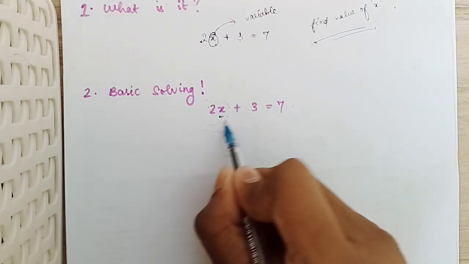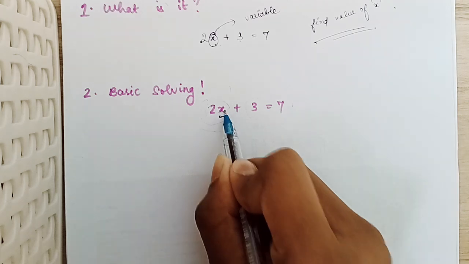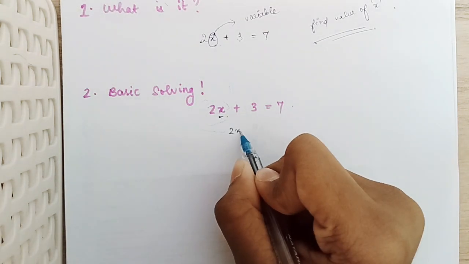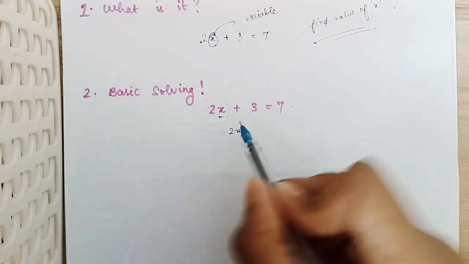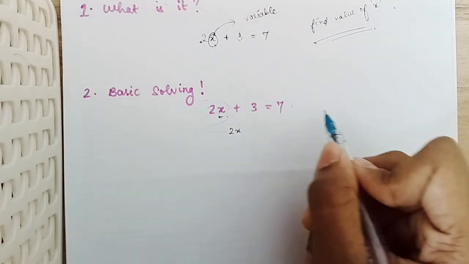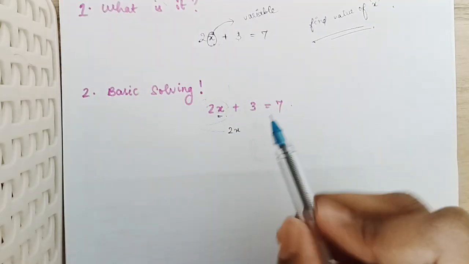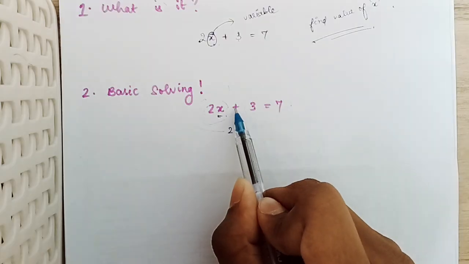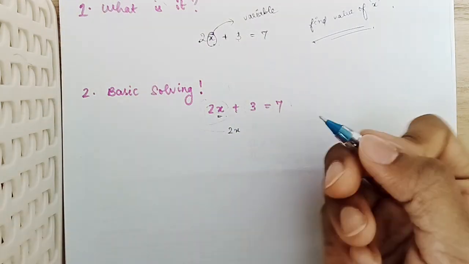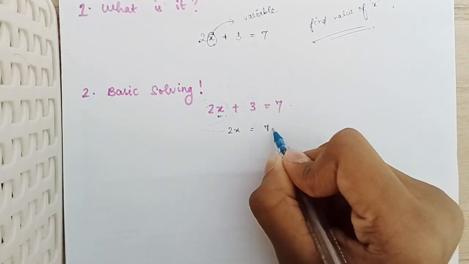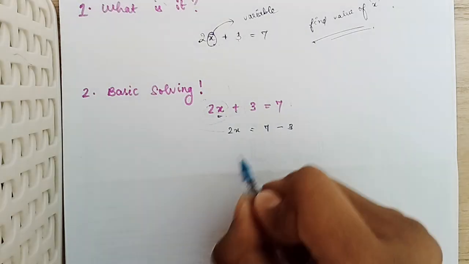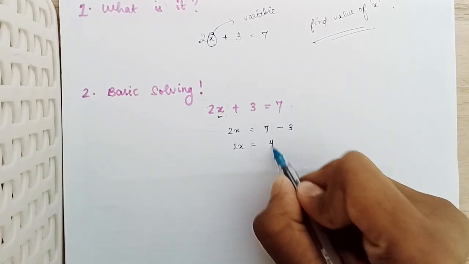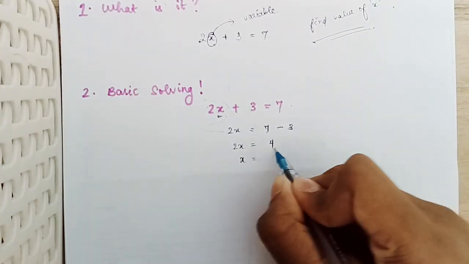So we need only one part with x to find out the value of x. So take it as that, 2x. We don't need 3 on this side. So we take 3 to the other side. And here the sign of 3 or the value of 3 is plus. So when it goes to the opposite side, it will be minus, which will be equal to 7 minus 3. And we know 2x will be equal to 7 minus 3, which is 4.